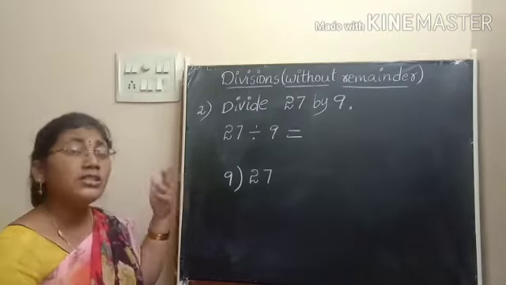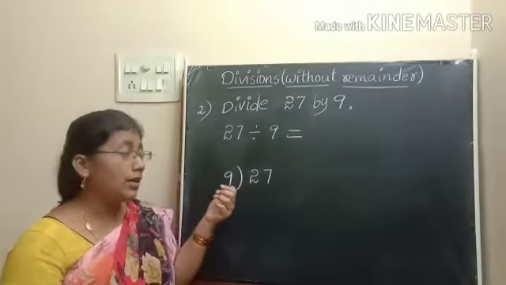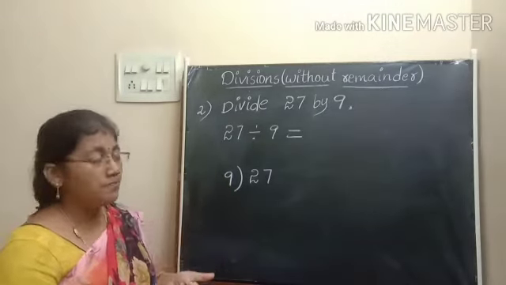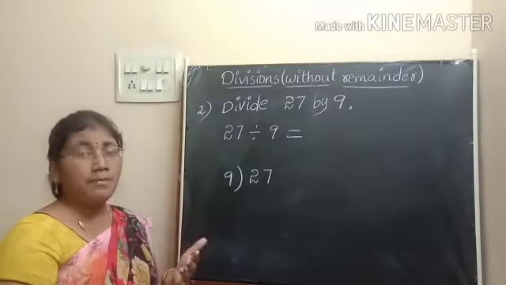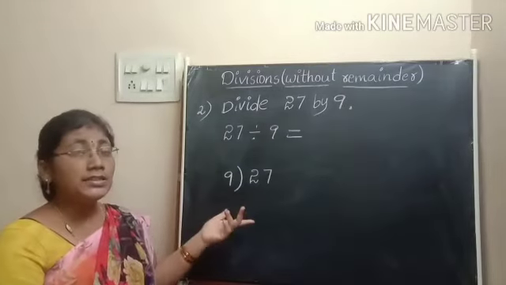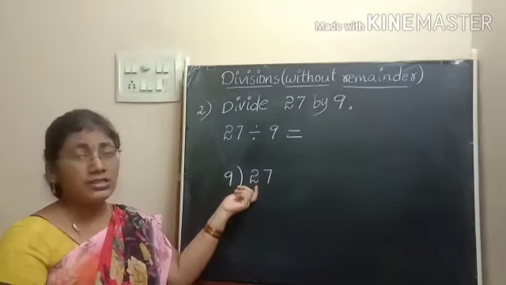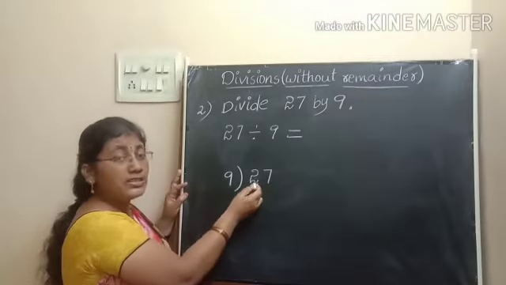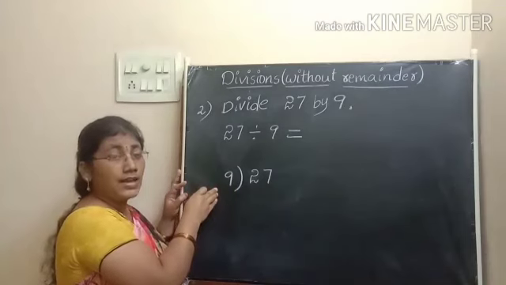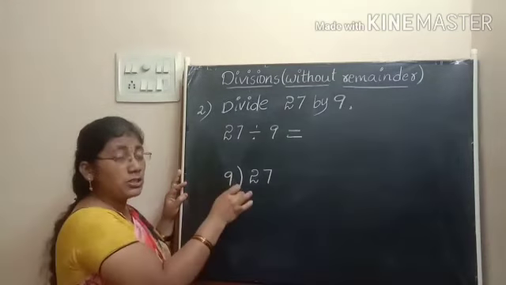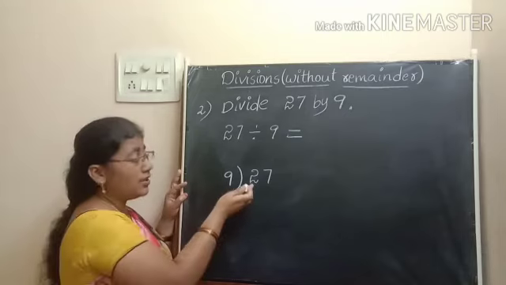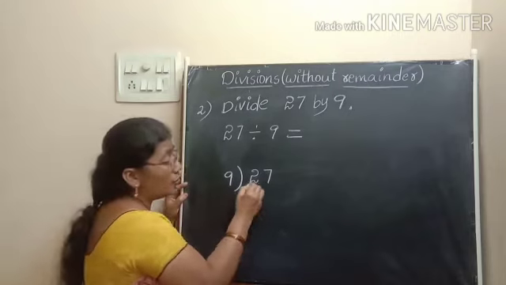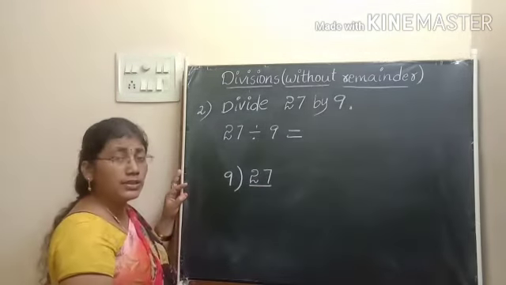Understood? Now which table we have to take? 9 table, because the divisor is 9. So we should use 9 table. And up to which step we have to take? That depends upon the digit in the first place. Actually here the first digit is 2. This is less than 9. Actually this must be greater than 9. But here we have 2, which is less than 9. So we should take 2 digits at a time.